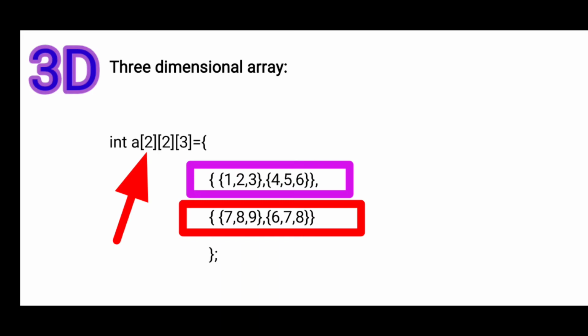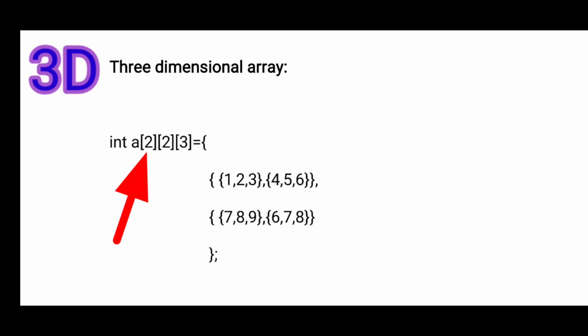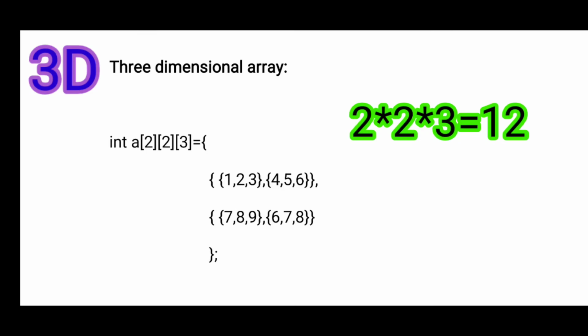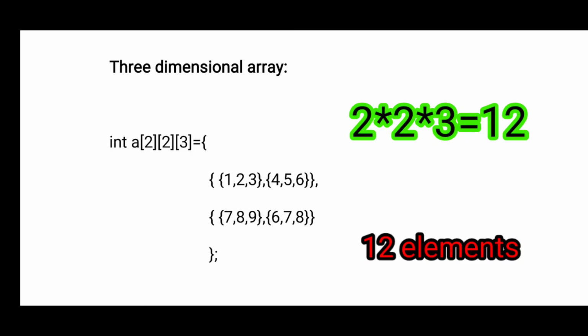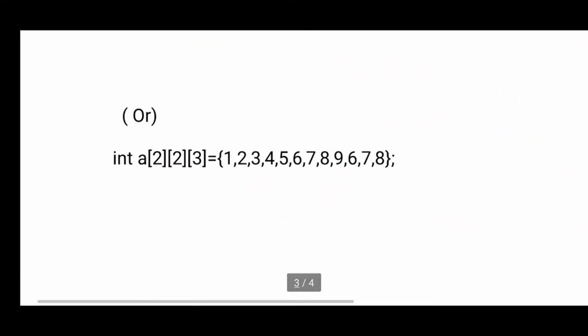If I multiply all the subscripts of an array, this will give you the total elements of an array. Here the array subscripts are 2, 2, 3. 2 2s are 4, 4 3s are 12. So totally this array contains 12 elements. This is another way of initializing the array values in the multi-dimensional array.